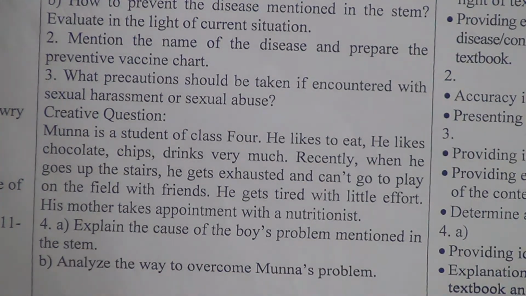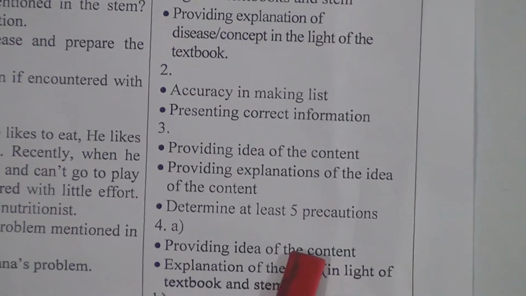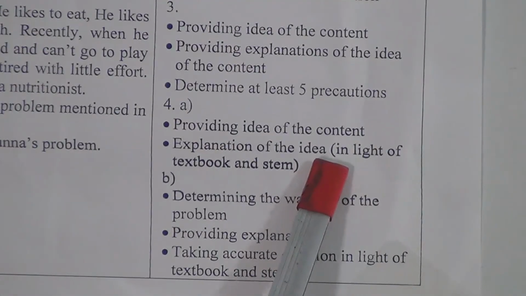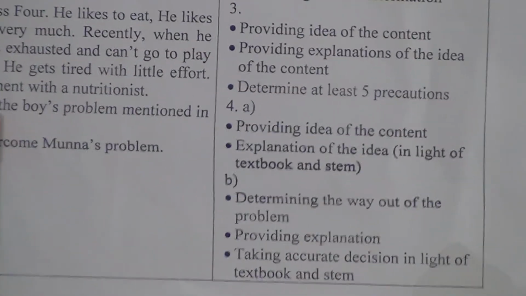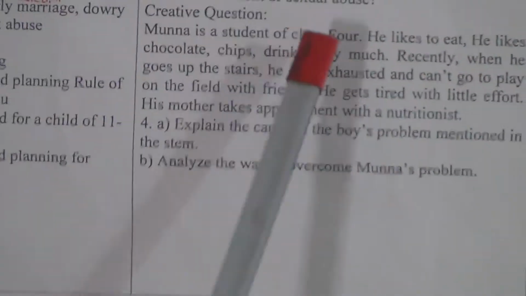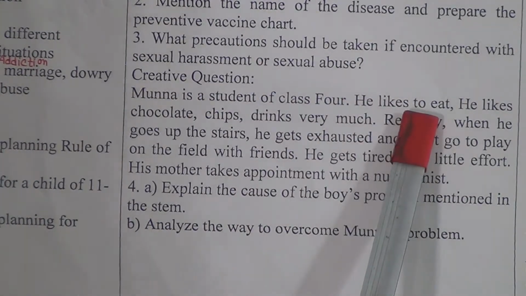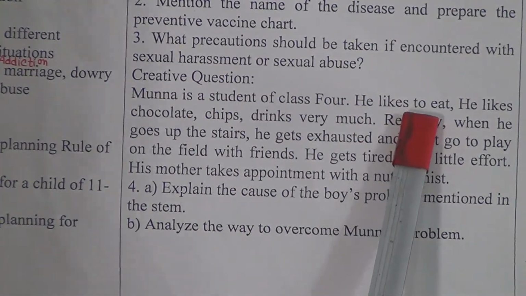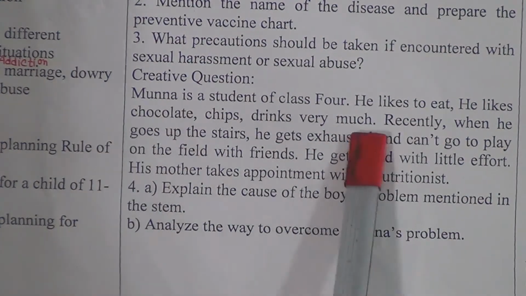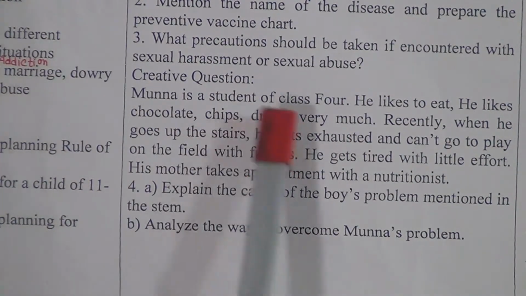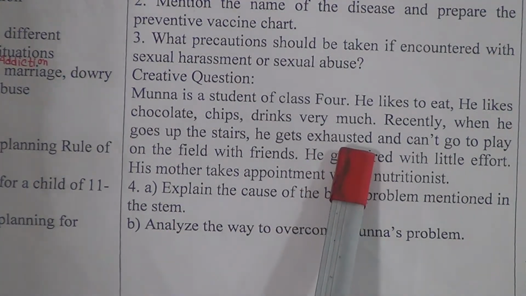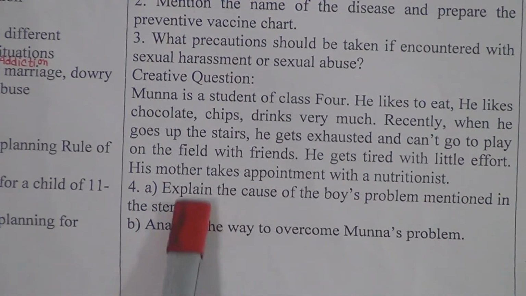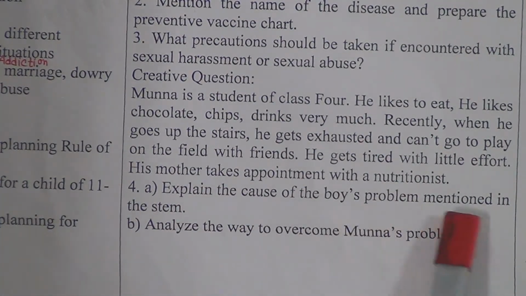So for this, the assignment criteria is providing idea of the content, explanation of the idea in light of textbook and STEM. So from this we come to know about a boy, Munna, who is a student of class 4. He likes to eat, and the foods he likes to eat are all junk food. Chocolate, chips, drinks, all are junk food, and recently he is feeling exhausted because, you have to write here, the cause of the boy's problem mentioned in the STEM.